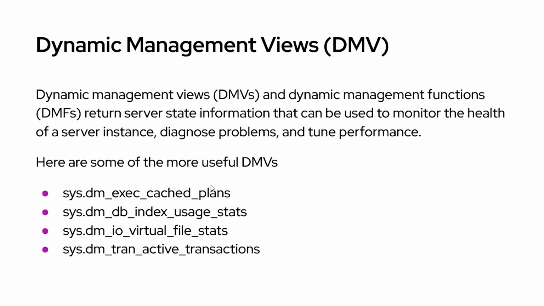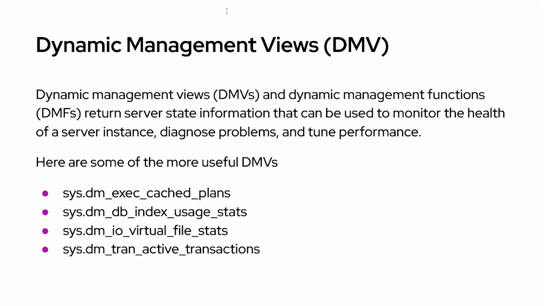For example, the exec cached plans dynamic management view provides the query plans cached by SQL Server. Another one is index usage stats. It tracks how our indexes are used, so we can identify potential inefficiencies in our queries. Then another one is the IO virtual file stats. It offers statistics on IO operations at file level. And the final one I mentioned here is the active transactions DMV. It displays details on currently active transactions.